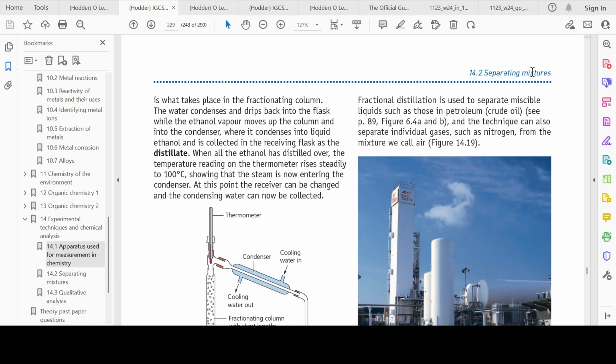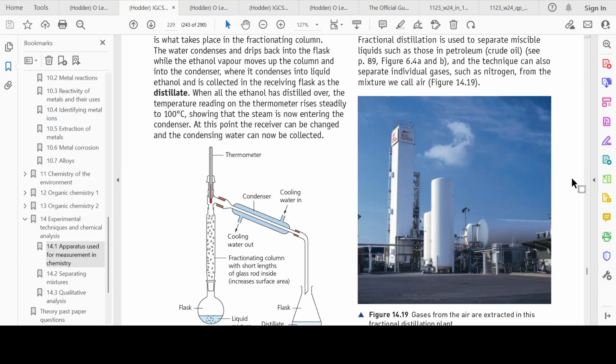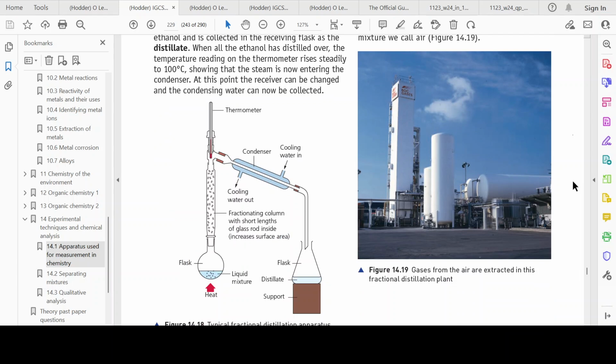Fractional distillation is used to separate miscible liquids such as those in petroleum, which we've covered in chapter 6. And the technique can also be used to separate individual gases such as nitrogen from air, right? So air is a mixture of gases, as we know. And so miscible liquids are the ones that can be mixed easily.